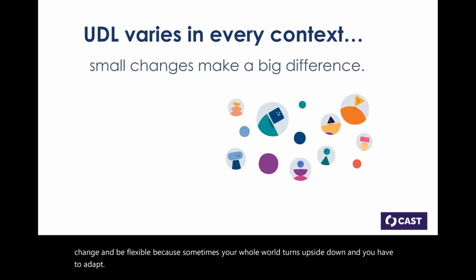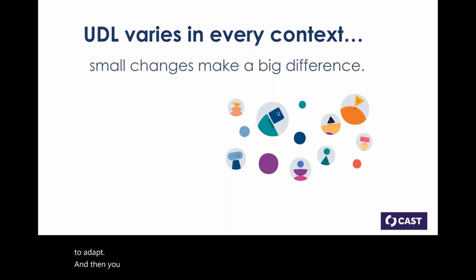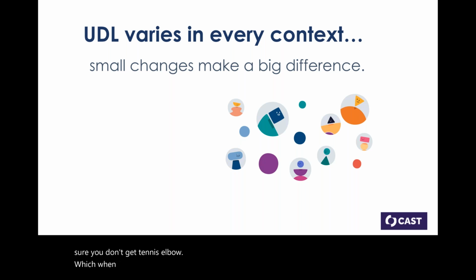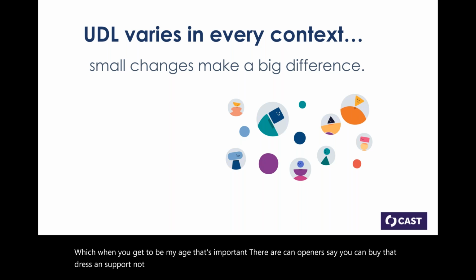And then UDL varies in every context, and small changes make a big difference. And that is true in the architectural realm. With universal design, there are hammers that you can use and buy that are designed to make sure you don't get tennis elbow, which when you get to be my age, that's important. There are can openers that you can buy that address and support not getting arthritis in your fingers.